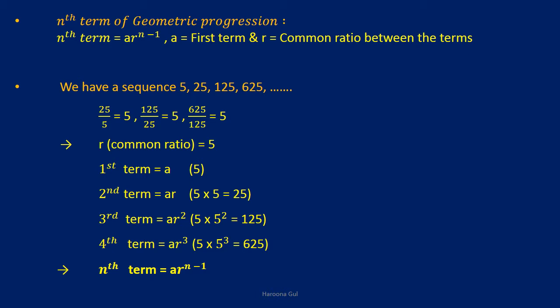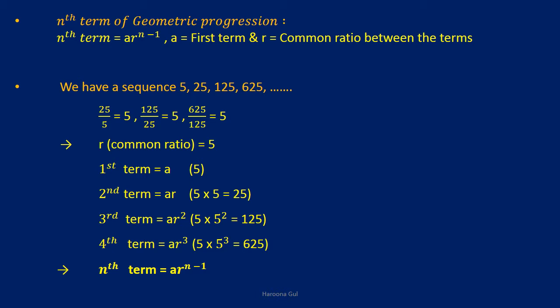The nth term in a geometric progression can be found by the formula: nth term is equal to a into r raised to the power n minus 1, where a is the first term, r is the common ratio between the terms, and n is the term number. Now let us see what geometric progression is. Suppose we have a sequence 5, 25, 125, 625 and so on. What is common between each term is the ratio. That is, if 25 is divided by 5, we get 5.